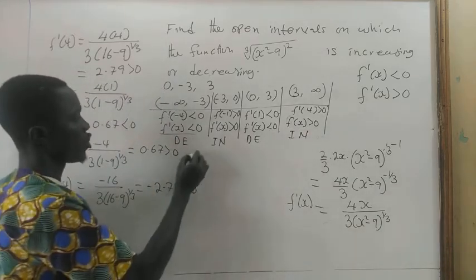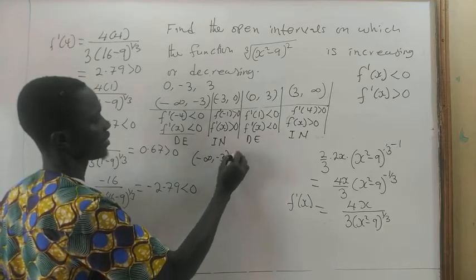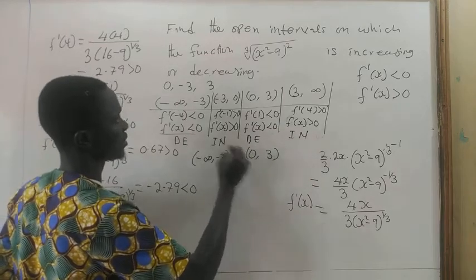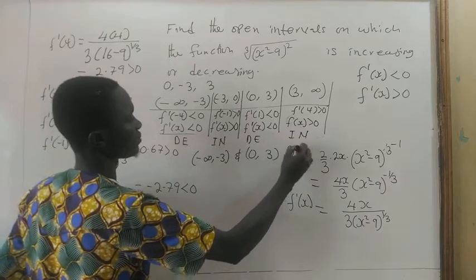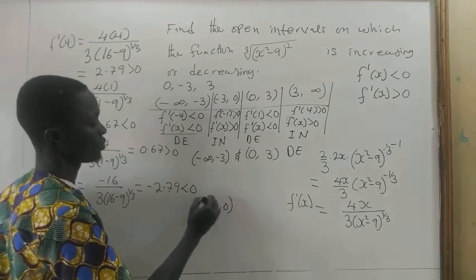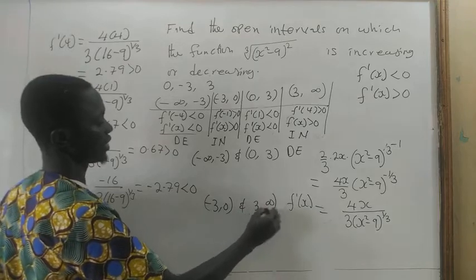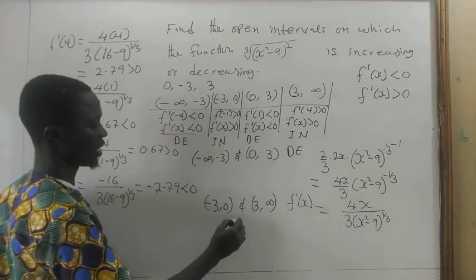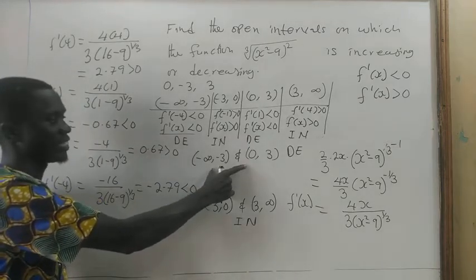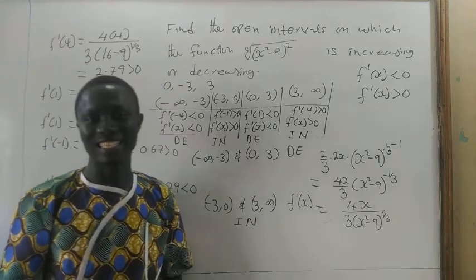So we are going to state that on the interval negative infinity to negative 3 and 0 to positive 3, f of x is decreasing. And on the interval negative 3 to 0 and 3 to infinity, we have f of x increasing. And let's see the last example.